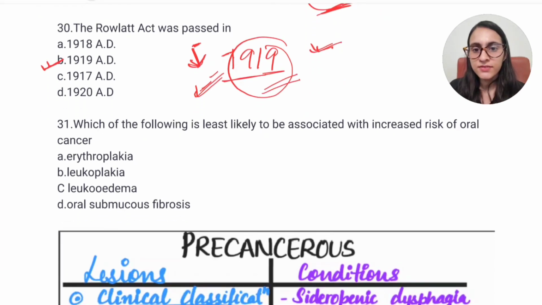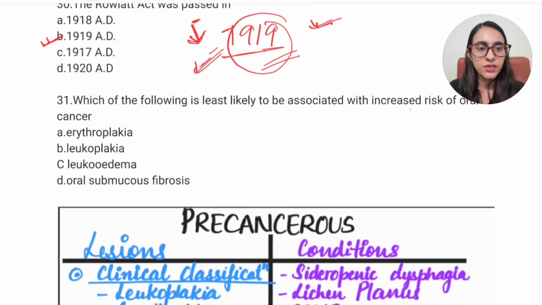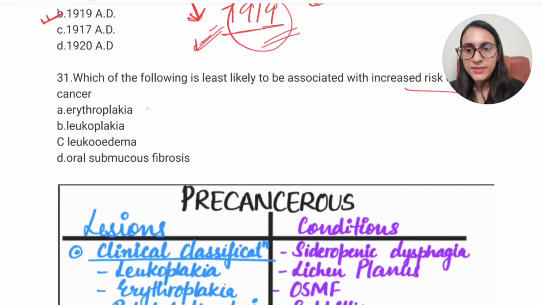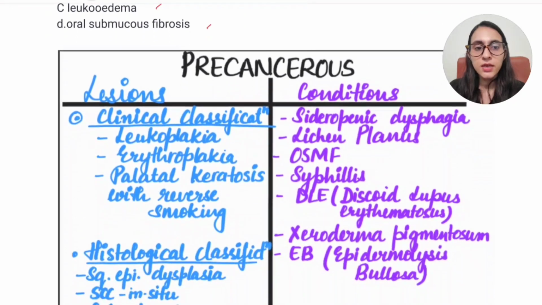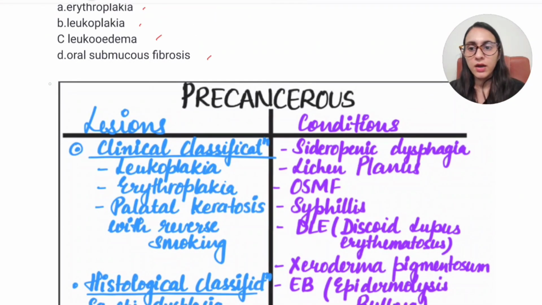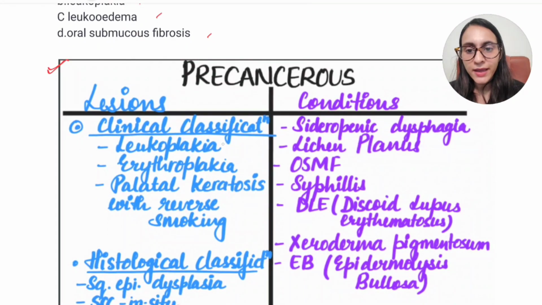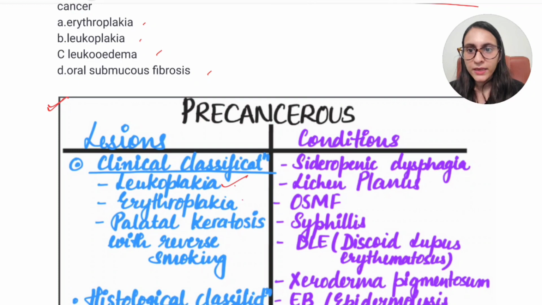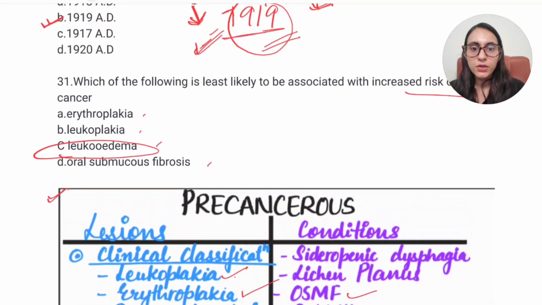Now coming to the dental questions. Which of the following is least likely to be associated with an increased risk of oral cancer? The options are erythroplakia, leukoplakia, leukoedema, and OSMF. This is again an image from our crash course notes and lecture. You can see the precancerous lesions and conditions. Leukoplakia is there, erythroplakia is there, and OSMF is there. What is not there is leukoedema.